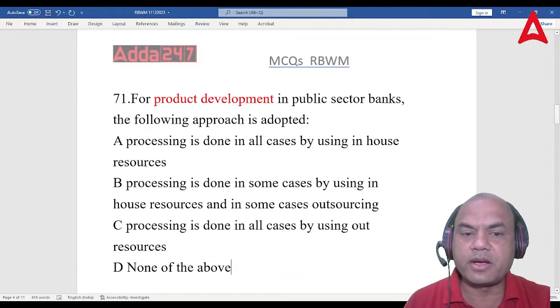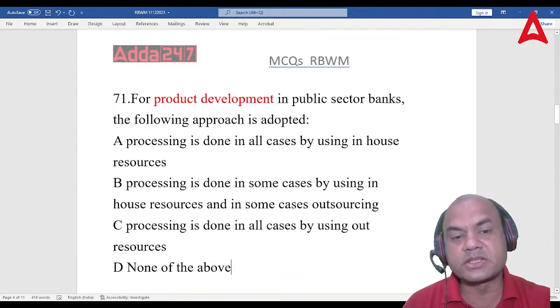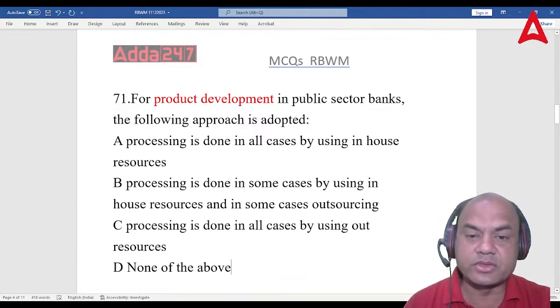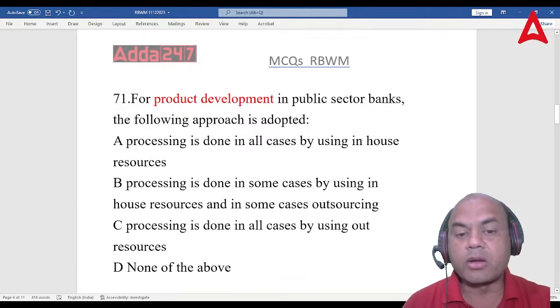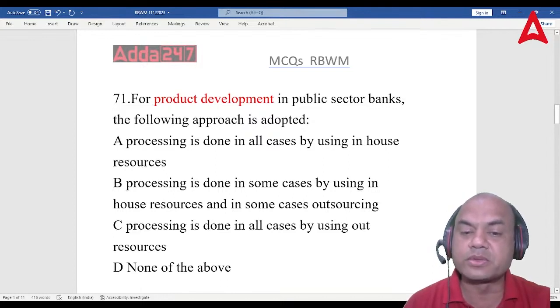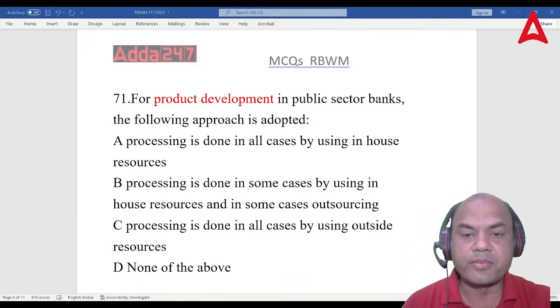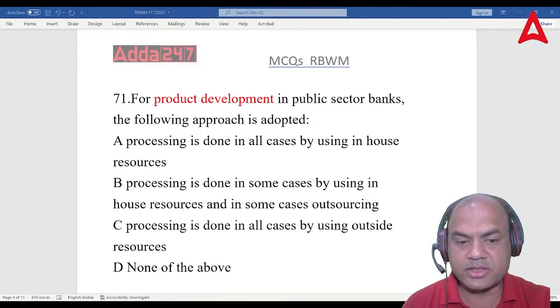So product development in public sector banks, the following approach is adopted. Processing is done in all cases by using in-house, so completely in-house, or partial in-house, partial outsourcing, or processing is done in all cases by using outside resources. Okay. So, what is the true answer over here? What do you think?